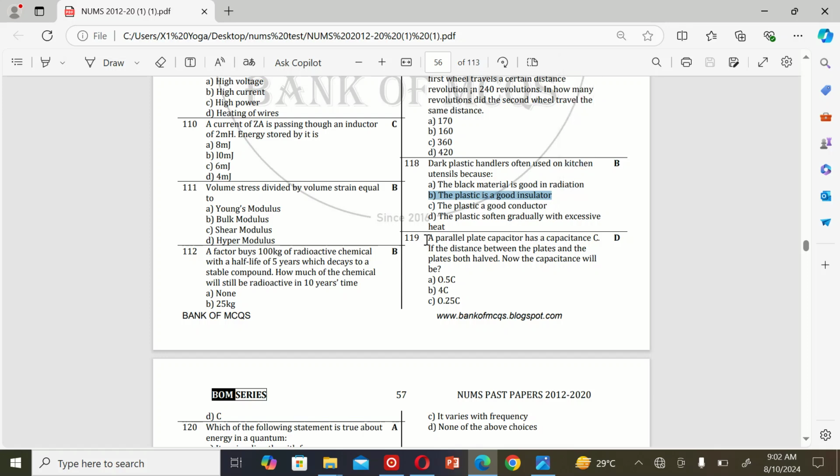The next MCQ is: a parallel plate capacitor has a capacitance C. If the distance between the plates and the plate area are both halved, the capacitance will now be: A, 0.5; B, 4; C, 0.25; D. So the correct option is D.